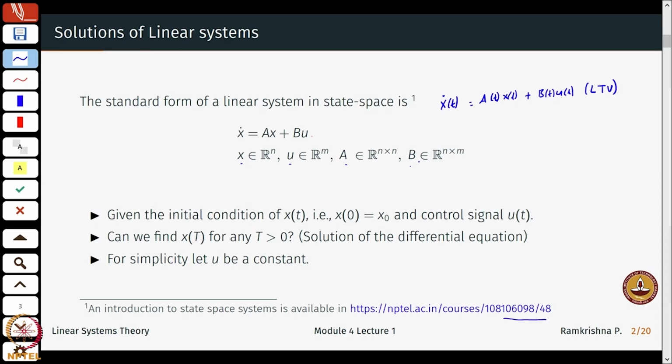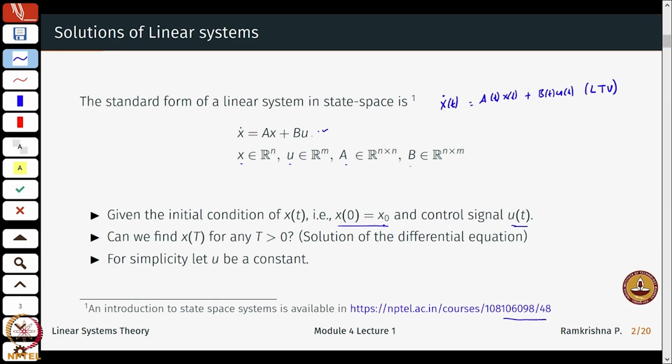So, the question that we will ask here is, given an initial condition of the state x at t equal to 0, let me call that x 0, and some control input u of t, can we find the state? What is given is the initial state of the system and a certain control input. Can we find the value of the state at any time t greater than 0, could be 10 seconds, 20 seconds, a million seconds, and so on. In mathematical terms, this is a differential equation, can I find a solution of it?